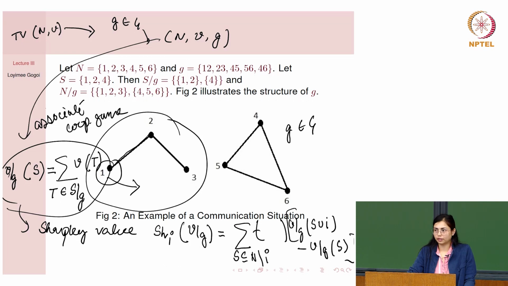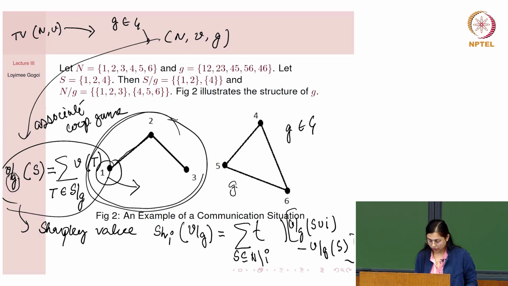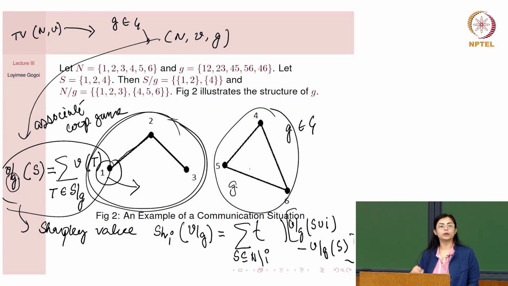So are you getting my point? What I am trying to say? We are applying the same formula, just restricted to the component in which that particular element is. Right. So if my G is this, we only consider this component. We don't need to consider this other component while we are calculating the Shapley value for that associated cooperative game.